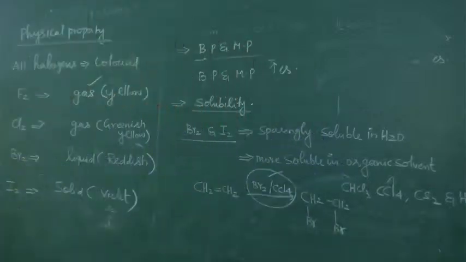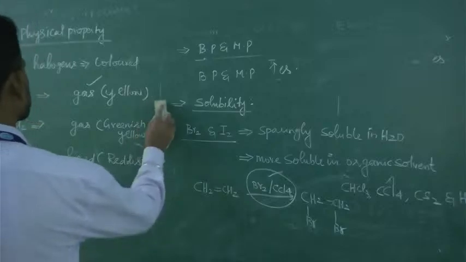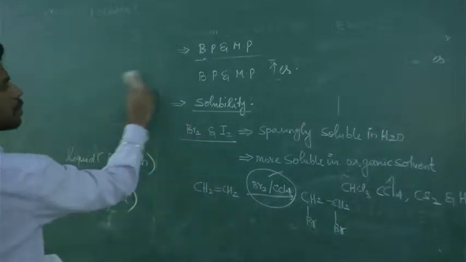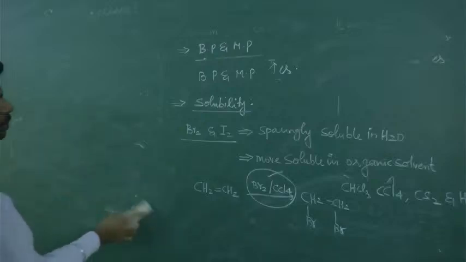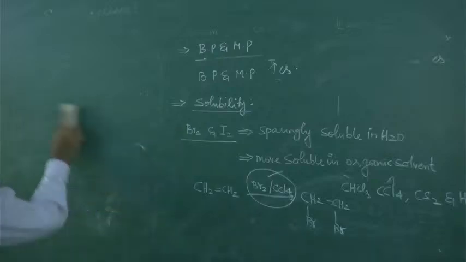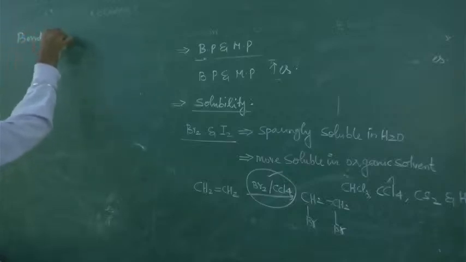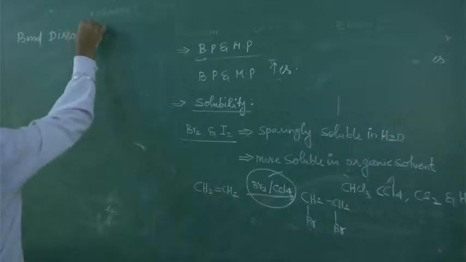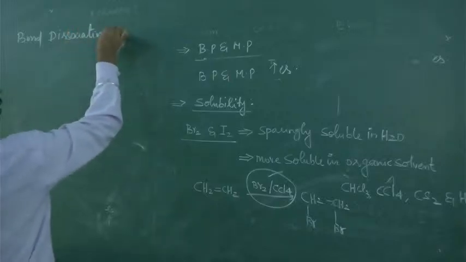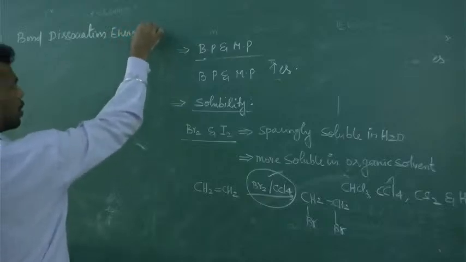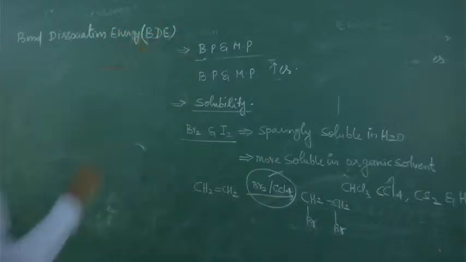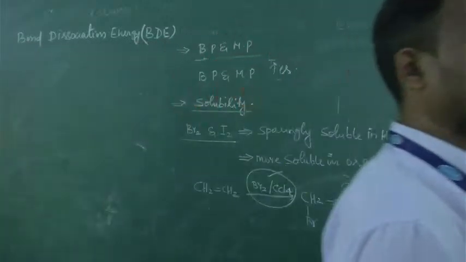Next important physical property, bond dissociation energy. Actually, bond dissociation energy is very important. Bond dissociation energy, BDE. So what is the expected order? What is the expected order for bond dissociation energy?